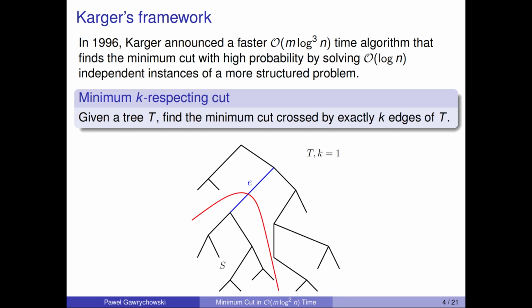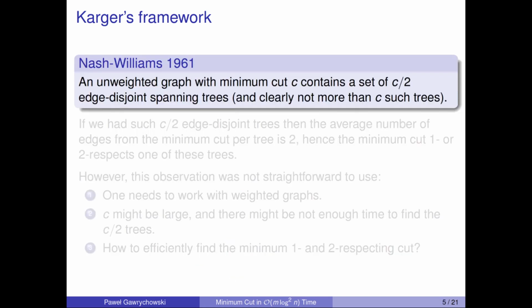And actually, either k is equal to 1, so there is one edge e of T that determines the cut, or there are two edges e and e prime of T, and together they determine the cut. So we call those cases the one respecting and the two respecting case. Okay, but how do you find such a hint?